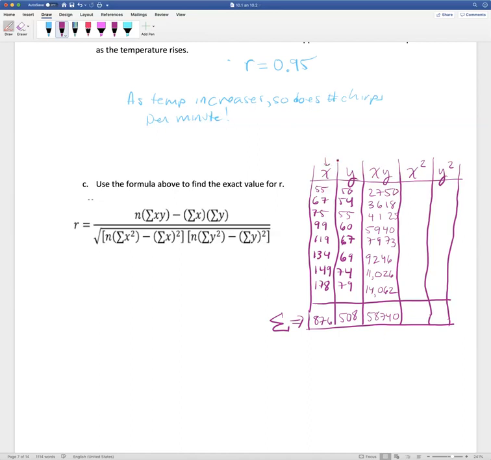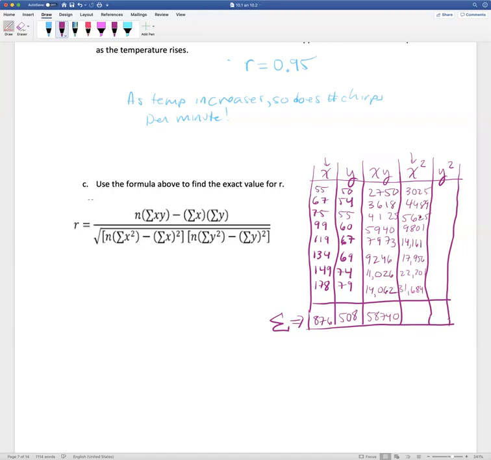Now x squared, we're going to take each one of these values, square it, and then write that in this column. So 55 squared, 3,025. 67 squared, 4,489. 75 squared, 5,625. 99 squared, 9,801. 119 squared, 14,161. 134 squared, 17,956. 149 squared, 22,201. 178 squared, 31,684.